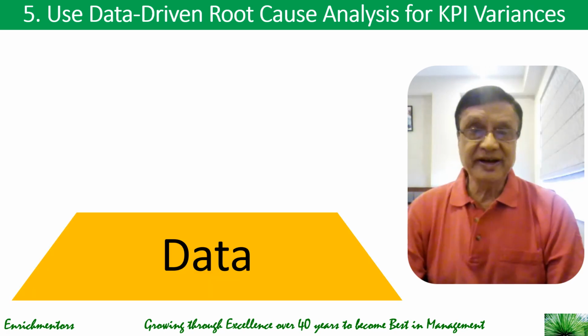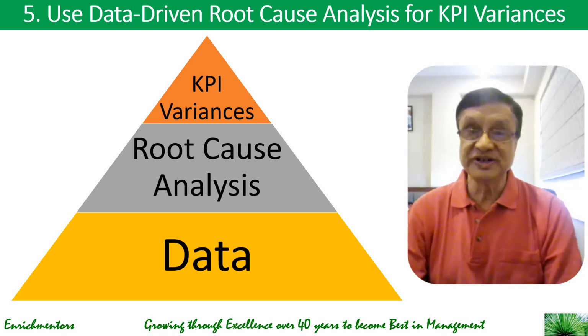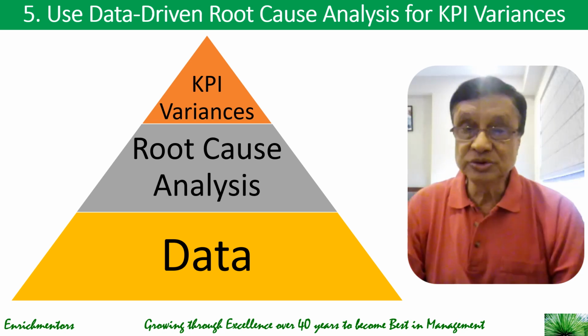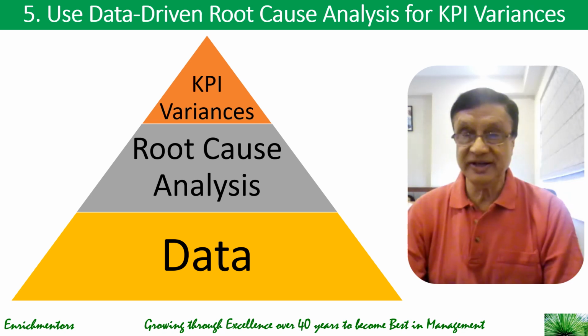Use data-driven root cause analysis for KPI variances, very focused. So you look at KPI variances, you want to do root cause and use data for that. For that, you could do three things. When a KPI deviates from its target, that is the variance. Perform root cause analysis to identify the reasons. For instance, if the denial rates increase, analyze the common reasons for denials like coding errors, missing documentation, etc.